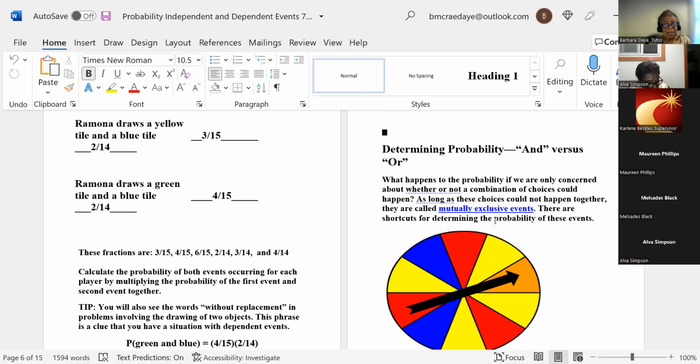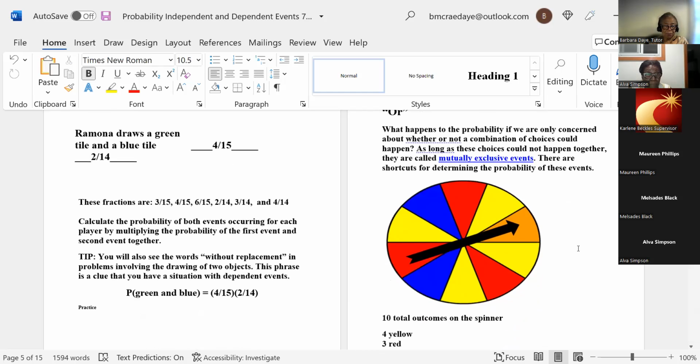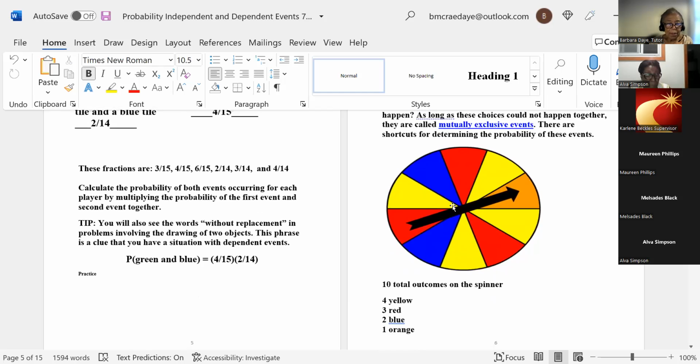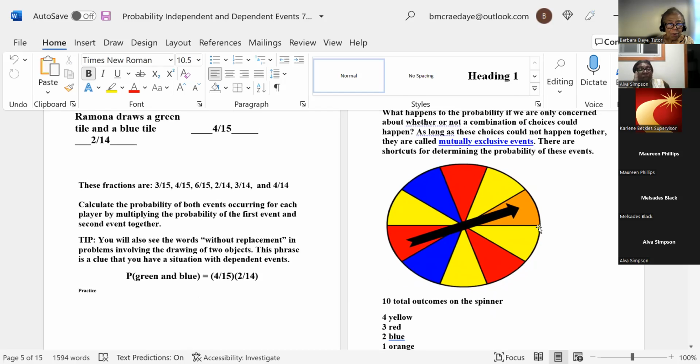And it's like spinning a spinner. Like here you have all these colors. You can't get yellow and blue at the same time. You either get yellow or you get blue. If you land in between, you just spin again. Okay. Now, can you just hold it there? Let me write down the definition. Mutually exclusive.